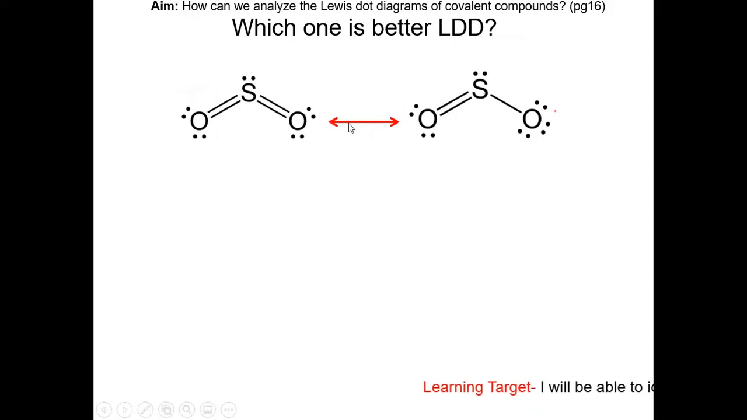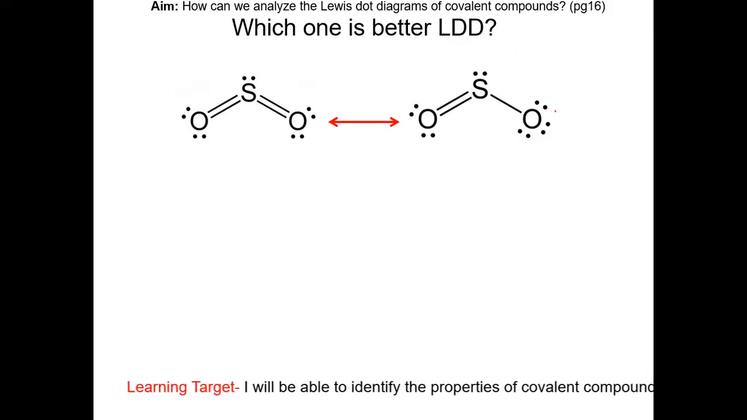Here I have 2 possible Lewis dot diagrams of SO2. Which one is the better Lewis dot diagram? Notice each Lewis dot diagram is following the octet rule, so they're both acceptable Lewis dot diagrams of SO2. Sometimes there could be many possible Lewis dot diagrams given the same substance. So one way to figure out the better Lewis dot diagram is to use formal charges.